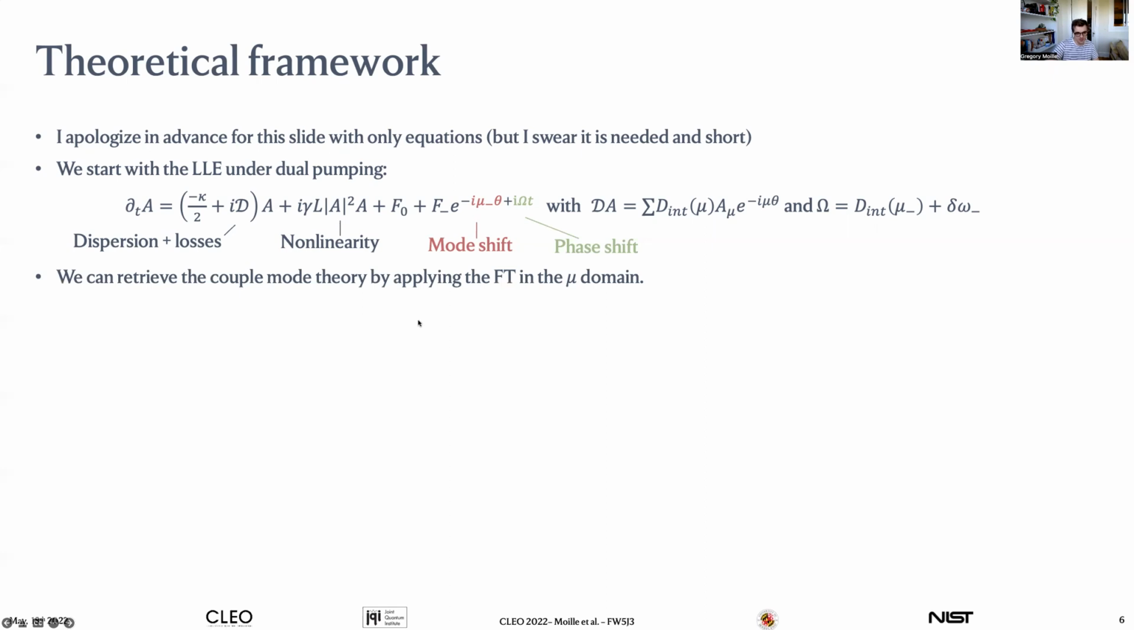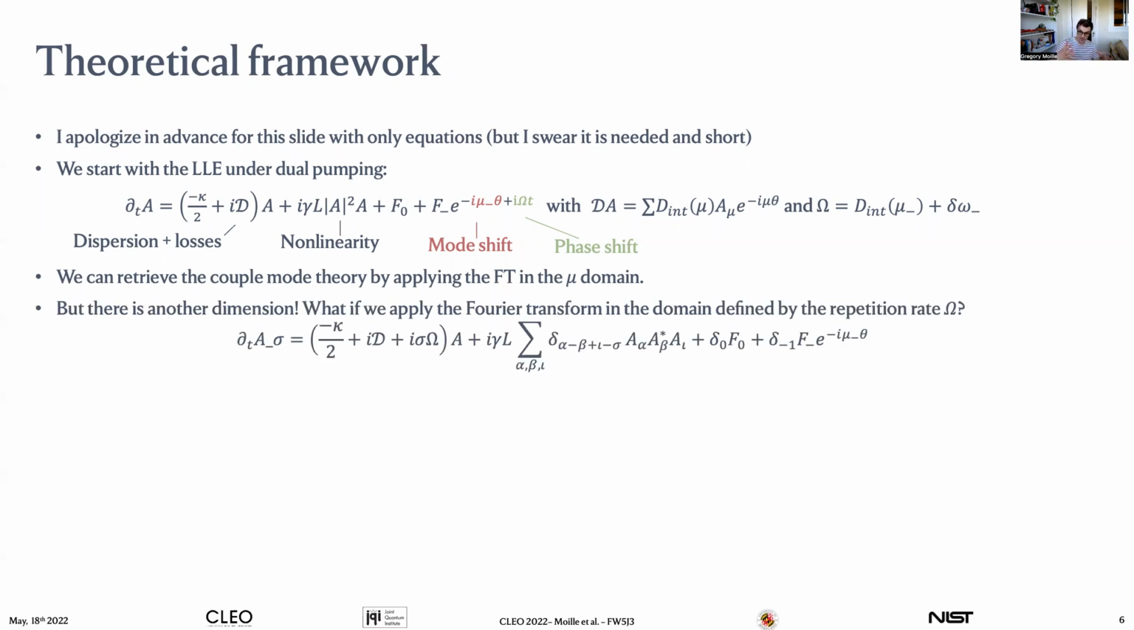So if you do the Fourier transform of this equation in the mu domain, you retrieve the regular coupled mode theory that everybody knows. But the point is that there's another dimension. There's this phase shift dimension all of a sudden, right? So you could do a Fourier transform in this domain instead. If you do that, same thing, you retrieve a coupled mode theory, not in mu, but instead in the domain defined by a repetition rate omega, which is the integrated dispersion at the secondary pump, plus the frequency detuning of the secondary pump, with the sum of all the nonlinearity possible. And all of a sudden, you remove the phase shift on this pump, because you take it into account in this Fourier decomposition.